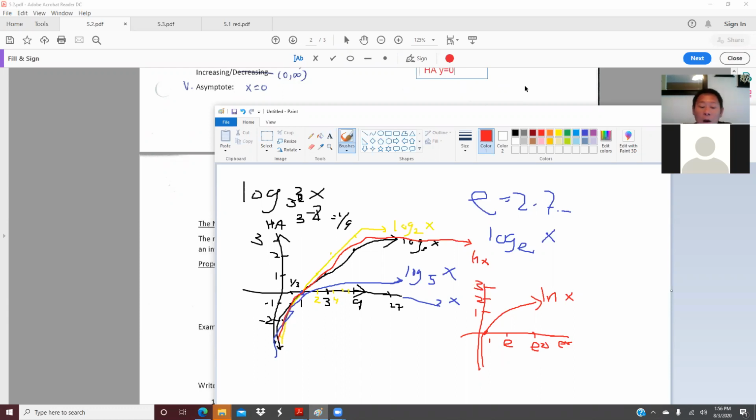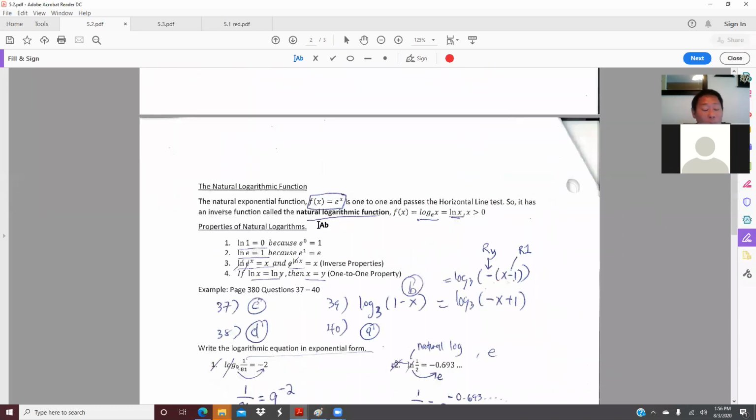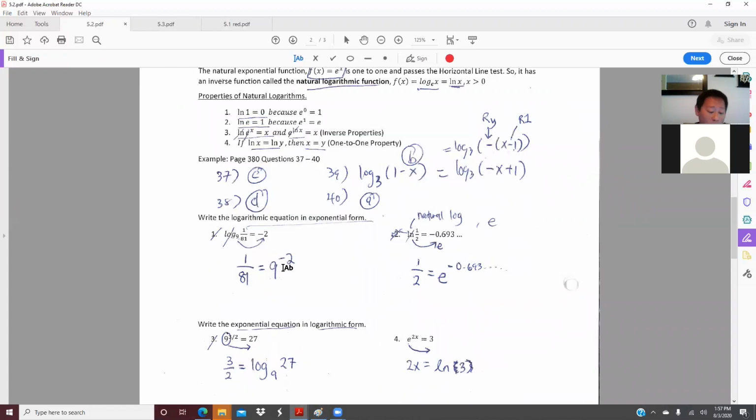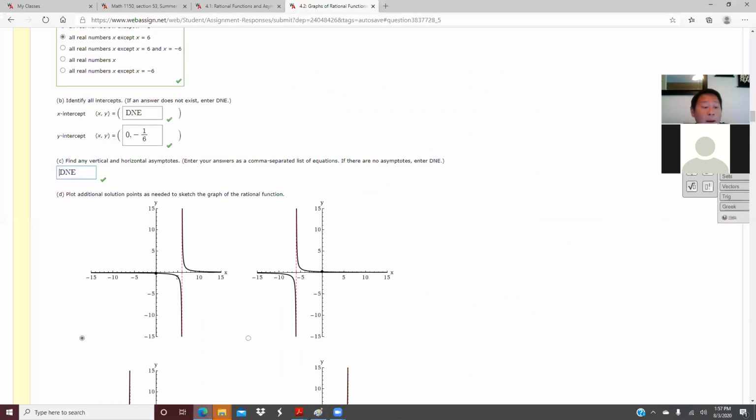Okay. So same properties for log and ln. ln 1 is 0, ln e is 1, ln e^x is x, and for the one-to-one property, if ln x equals ln y, then x equals y. So these are the same one-to-one properties in this case. So we'll look at some homework questions here for this part.